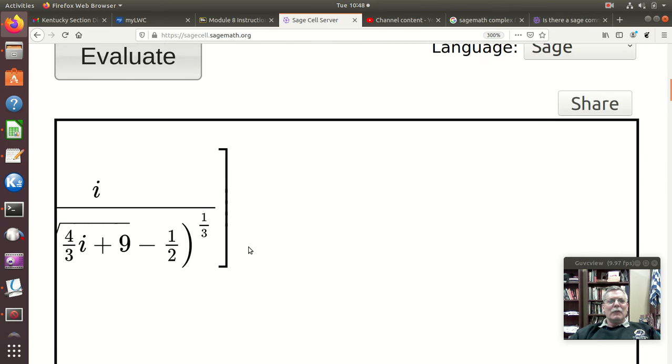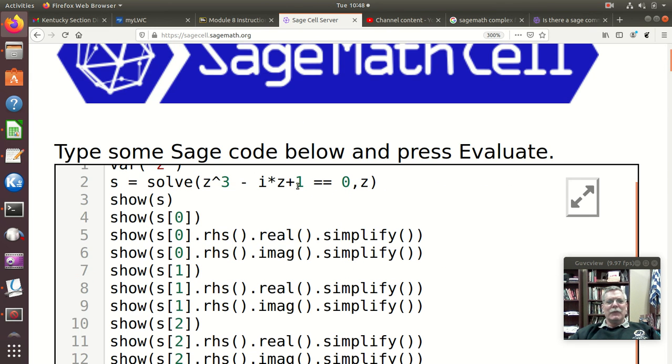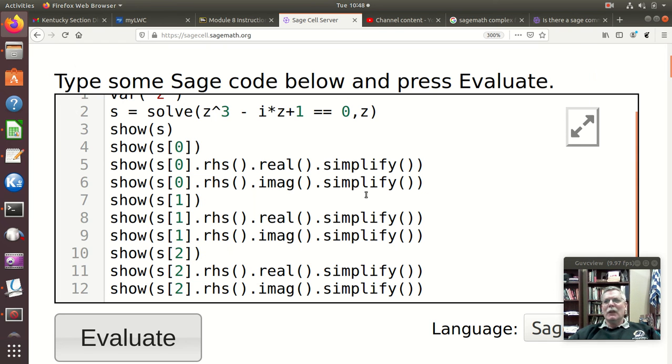So it was able to solve this cubic equation with complex coefficients and in no time at all. So Sage is a pretty wonderful thing. And so those are our 3 examples, and we'll stop there.